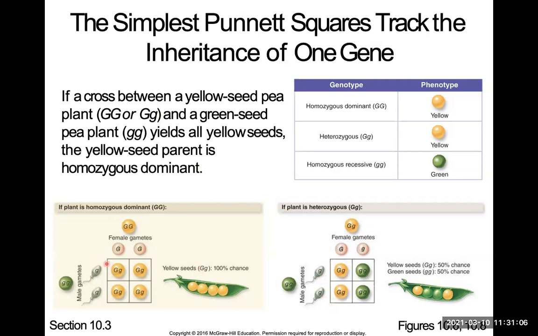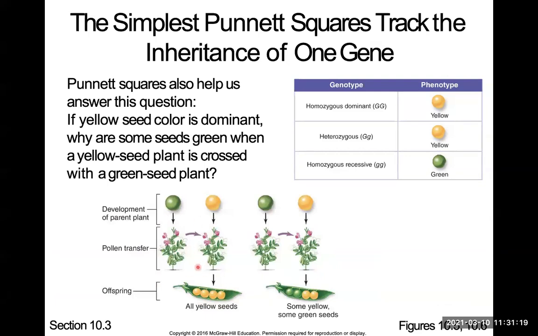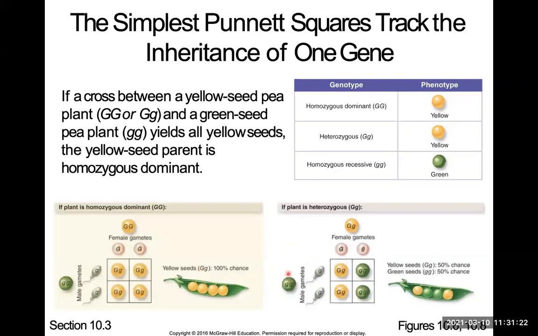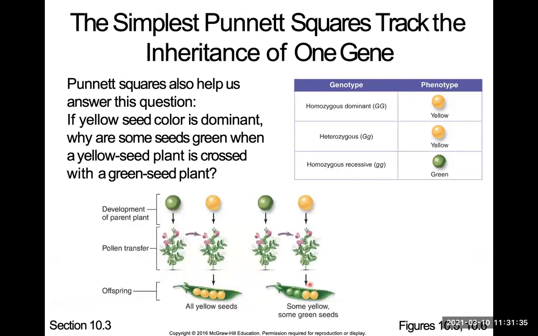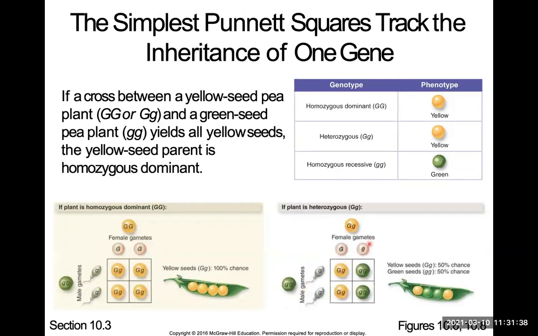So if you have a plant that is homozygous dominant, this is your result. Your result is 100% heterozygous and 100% yellow. That's what you have here. Now, if the parent is heterozygous, then you're going to do the Punnett square. This is your result. You're going to have 50% green and 50% yellow. This is for this possibility. So that's what you got here. You got 50-50.